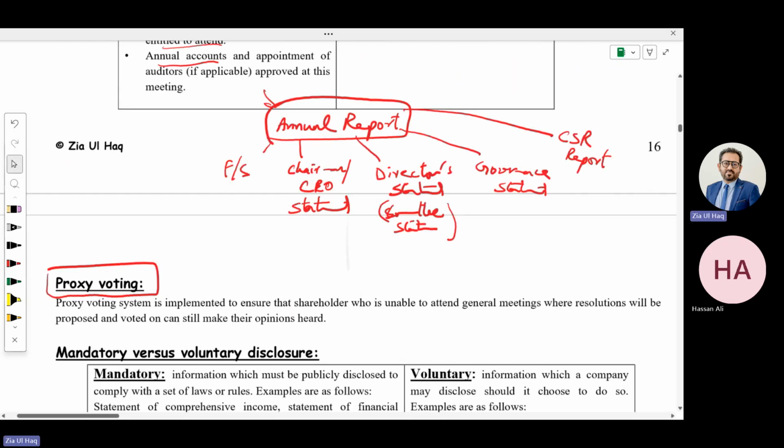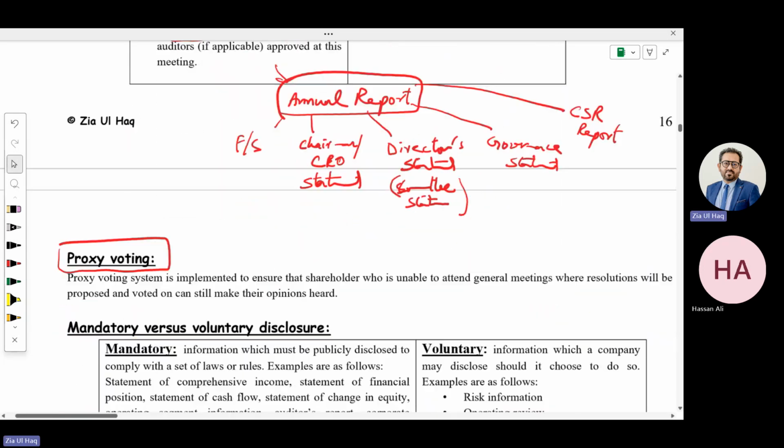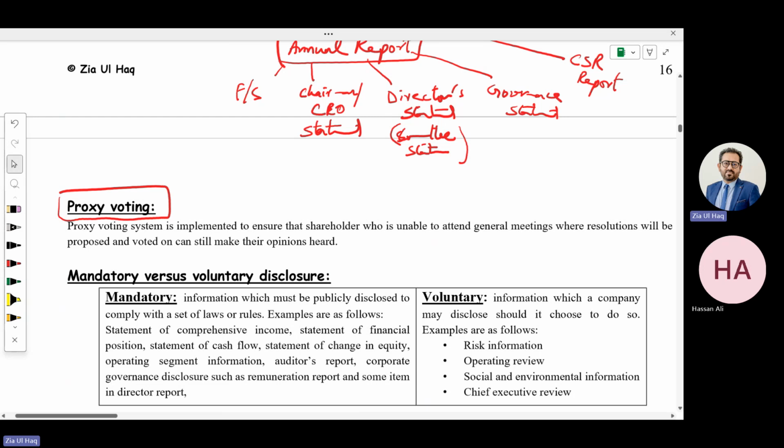When a company sends the AGM notice to shareholders, they also send a proxy voting form. If you are unable to come to the AGM, you can nominate any other person who can vote on your behalf. So voting on behalf of an absent shareholder is called proxy voting.